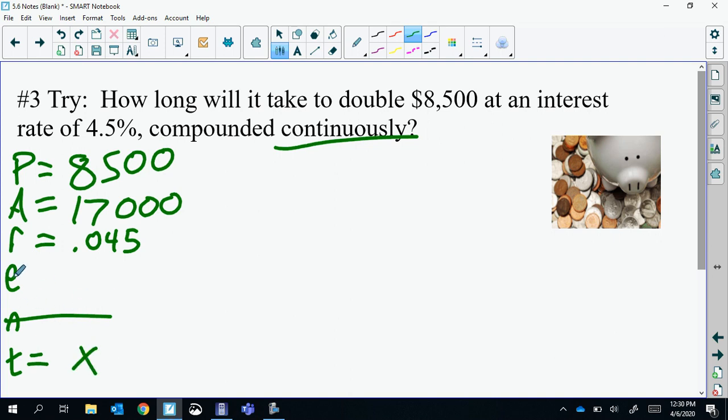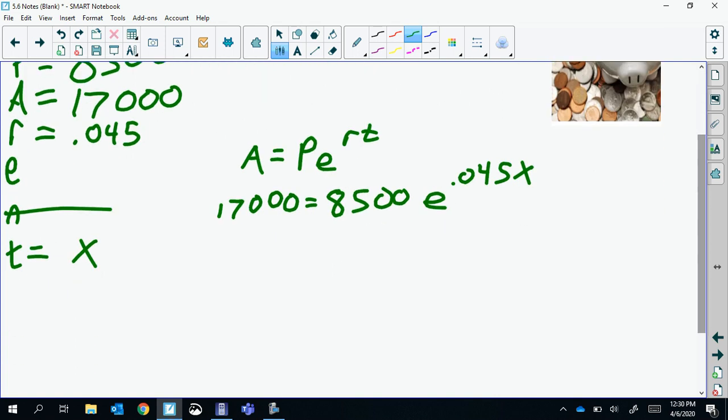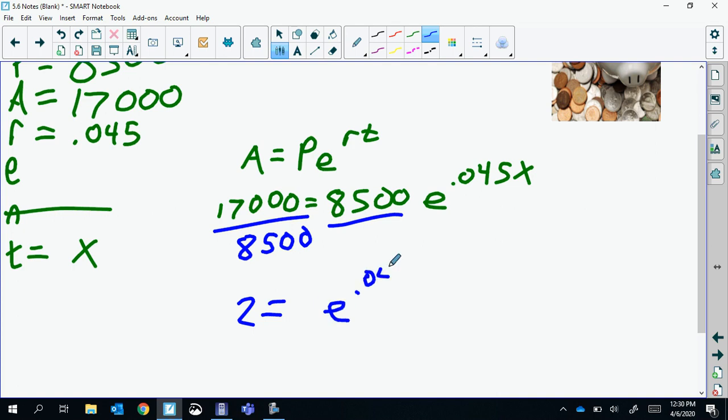So by crossing out n, we left e, that tells us we use A equals Pe^(rt). So that's the 17,000 equals 8,500 e to the r times t, which is x. So, solving this out, now, since we're dividing here, and we got that number by doing double, we know that that answer is going to be 2. Again, if you had to use your calculator, no big deal, but save yourself some time if you remember. Just think it through. And now, finish it off.